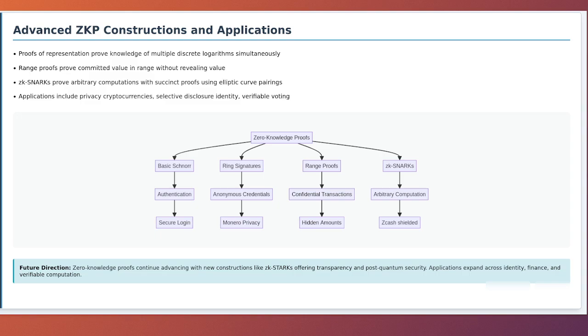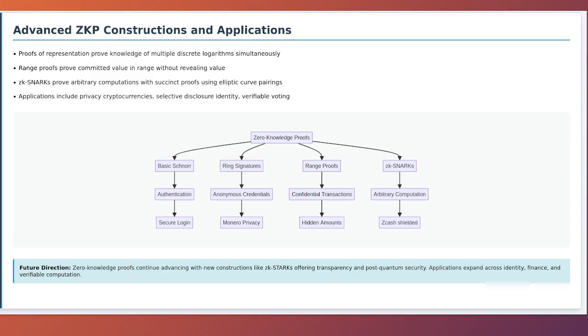For example, in cryptocurrencies, they enable privacy-preserving transactions where the amounts and parties involved are hidden. In identity systems, they allow for selective disclosure. This means you can prove attributes about yourself, such as proving you are over 18, without revealing unnecessary information like your exact birth date. When it comes to voting systems, they facilitate verifiable voting, enabling you to prove your vote was counted accurately without disclosing who you voted for.